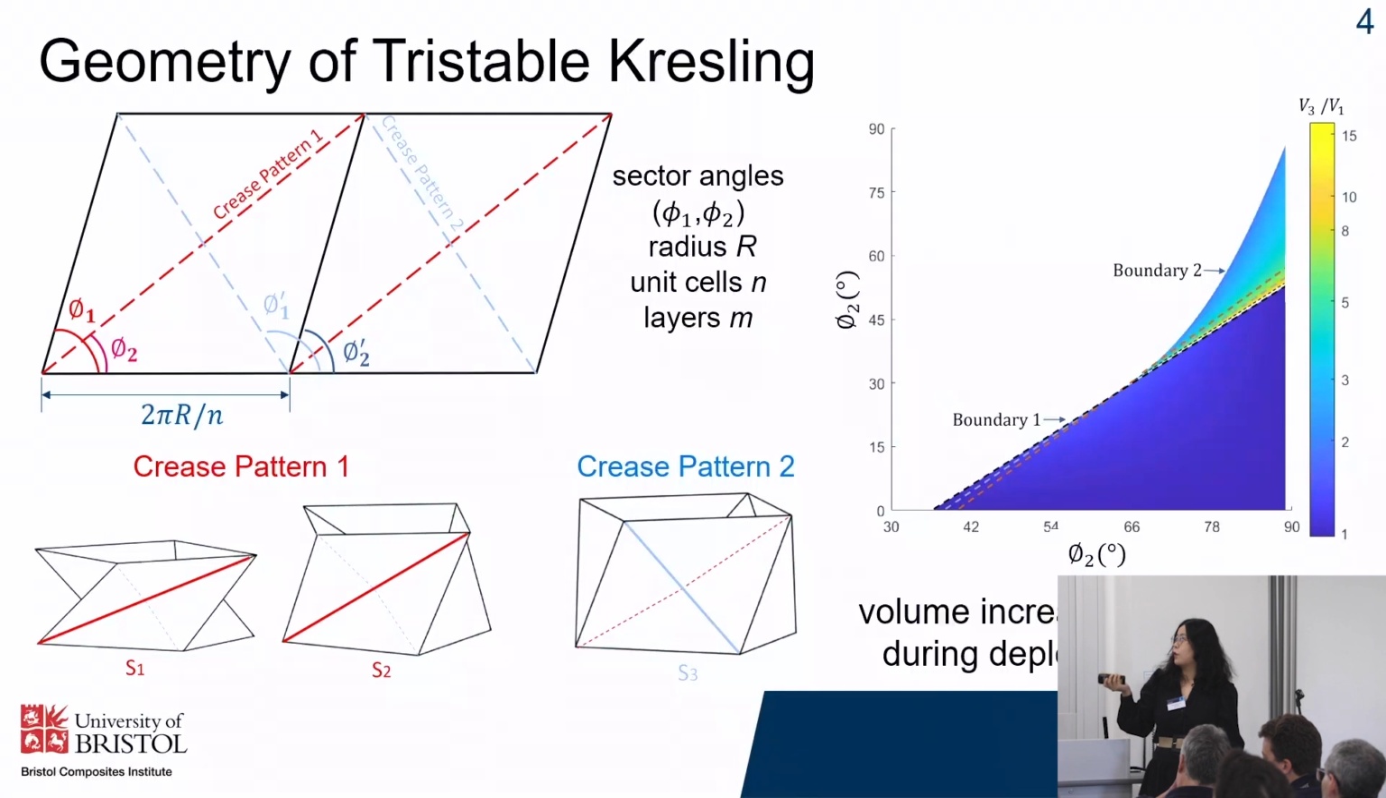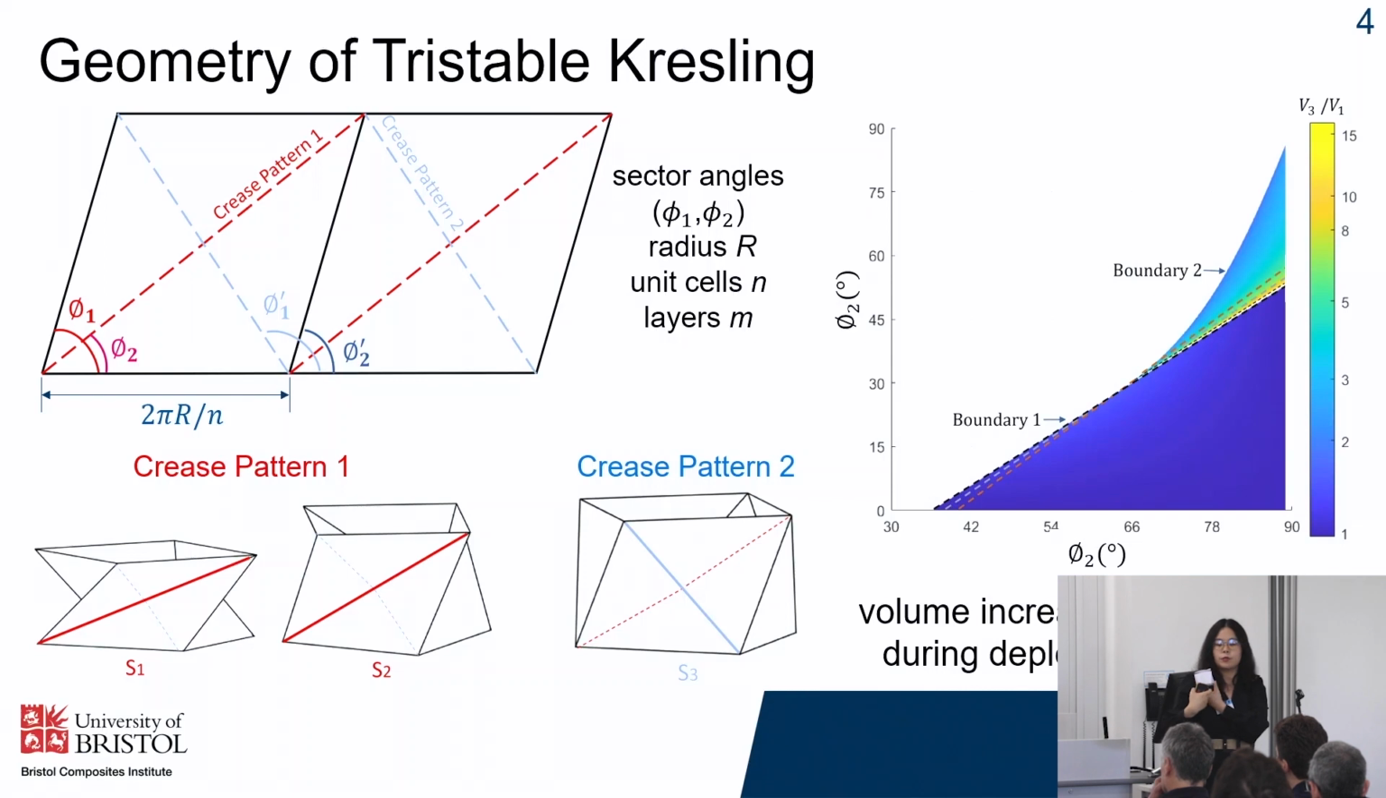And this is the geometry of the tri-stable Kresling. Normally, the Kresling is folded along the long diagonal like this one, and it might have 2 stable states, this one and this one. And if we twist it a little bit, the facet will pop out along the short diagonal.